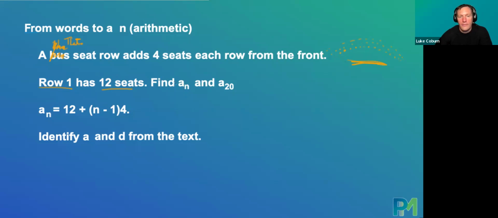And then we want to find AN, and we're going to add 4 seats each time. So we have A is equal to 12. And if we're adding 4 seats each time, then D is equal to 4. And then we're able to write this down immediately. And then we're able to find A20.